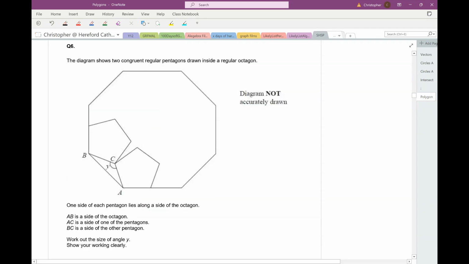Question 6. The diagram shows 2 congruent, identical, regular pentagons drawn inside a regular octagon.